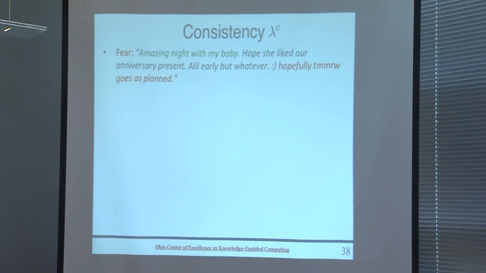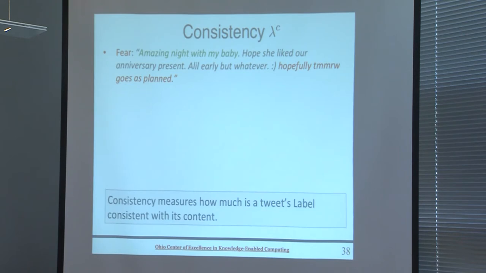So that is why I want to capture this. We want to use consistency to measure how consistent the label and the content are. Basically, the larger the value, the better. That is what I'm trying to do here, okay? So now, how do we mathematically capture this?